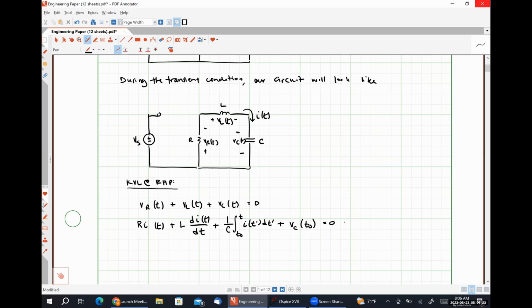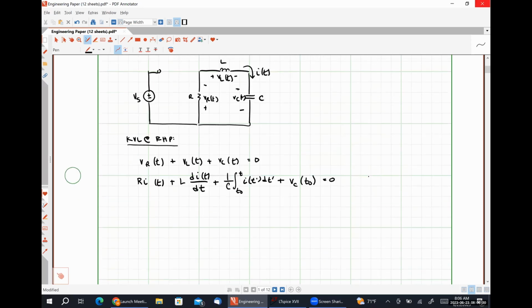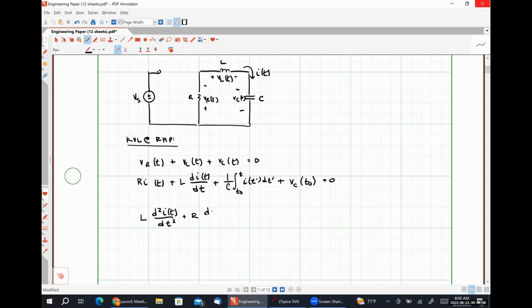And once again, we have an integral differential equation. We're going to do the exact same thing that we did last time. We're simply going to take the derivative of both sides to get us to a second order differential equation. So when I take the derivative, and I'm going to rearrange things slightly here, I'm going to have L times the second derivative of I with respect to time plus R times the first derivative of I with respect to time plus 1 over C.